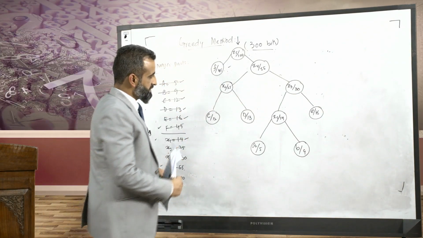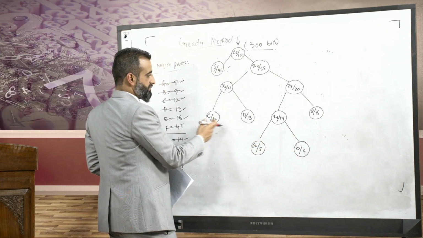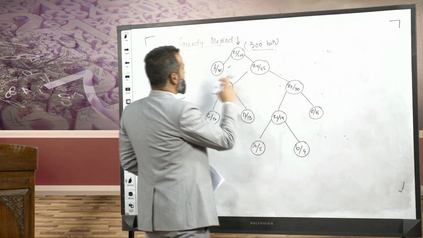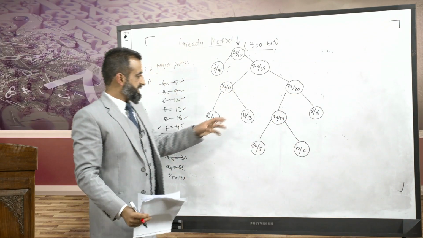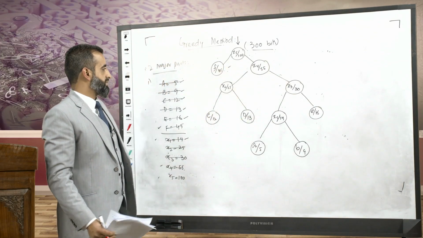Now you can check it out. So my A is a leaf node, my B is a leaf node, my C is a leaf node, my D is a leaf node, and my E is a leaf node. Also my F is a leaf node. The intermediary nodes that I created, they are all internal nodes. So this is the first part of the algorithm.